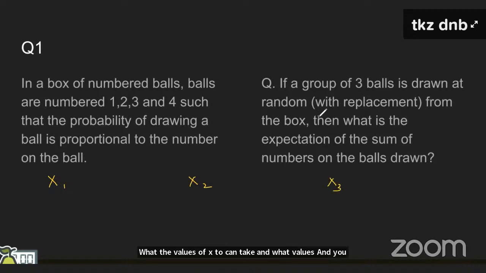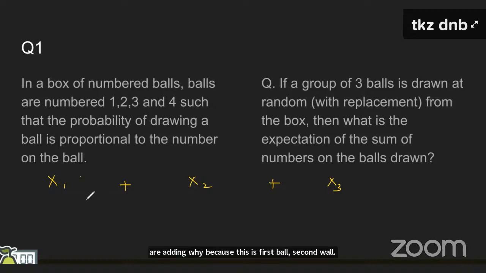But here it was with replacement. In that case also, the expected value of X1 will be 3, and the expected value of X2 will be 3. Then if we multiply 3 by 3 by 3, the answer will be 27. No, no, we are just adding. We are not multiplying. We are adding because this is the first ball, second ball, third ball.